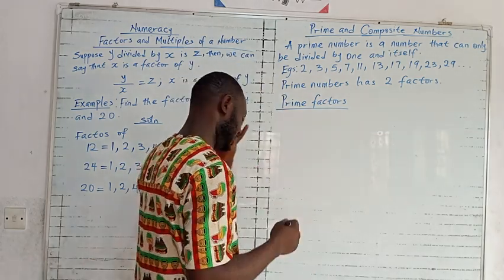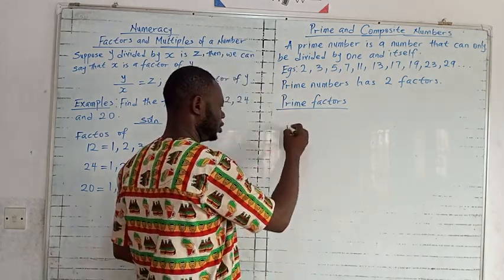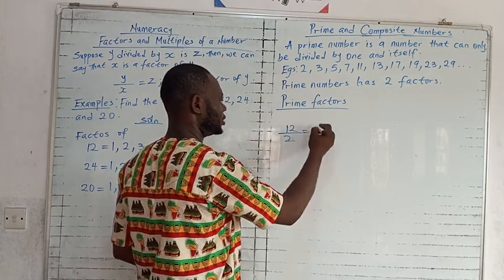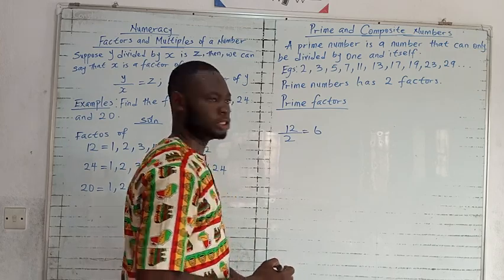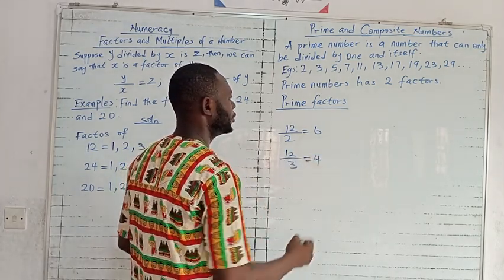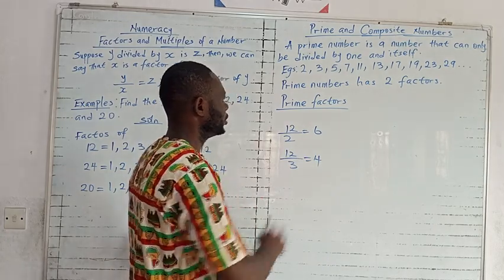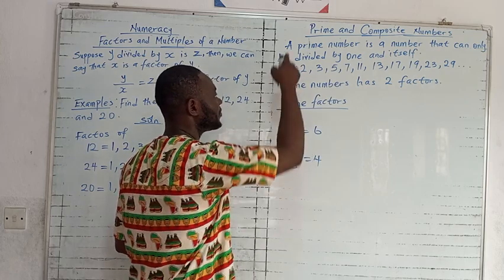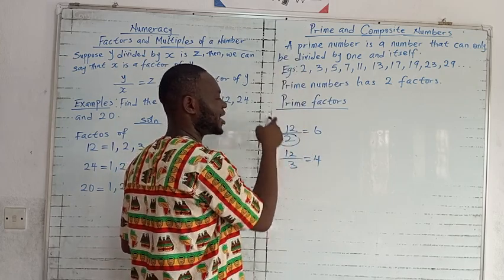Let me take for instance the number 12. Let's go. 2 is a prime number. If you divide 12 by 2, it is 6. 12 can also be divided by 3 to give me 4. Is there another one? No. From here, no other number. Now, 2, which is a prime number, is now a prime factor of 12.